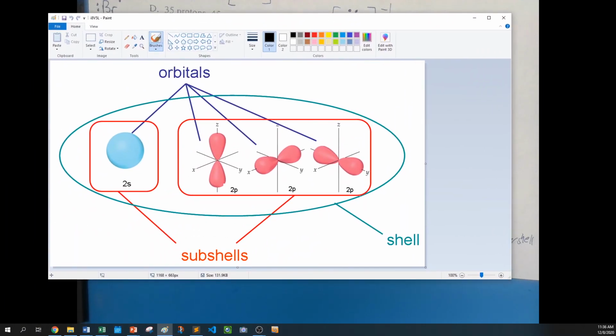So last thing to remember, let's look at the second energy level. An energy level is also called a shell. Subshells or sublevels are the entire blocks, and orbitals are the individual blocks.